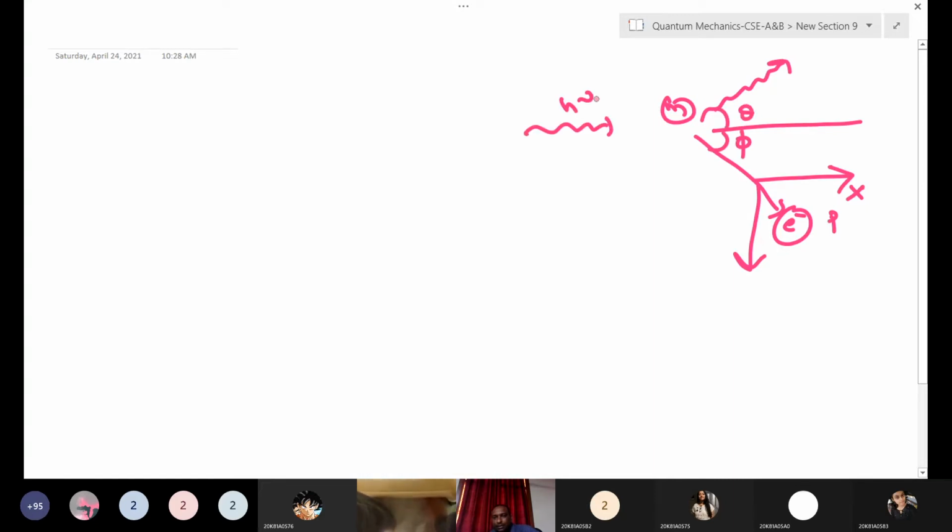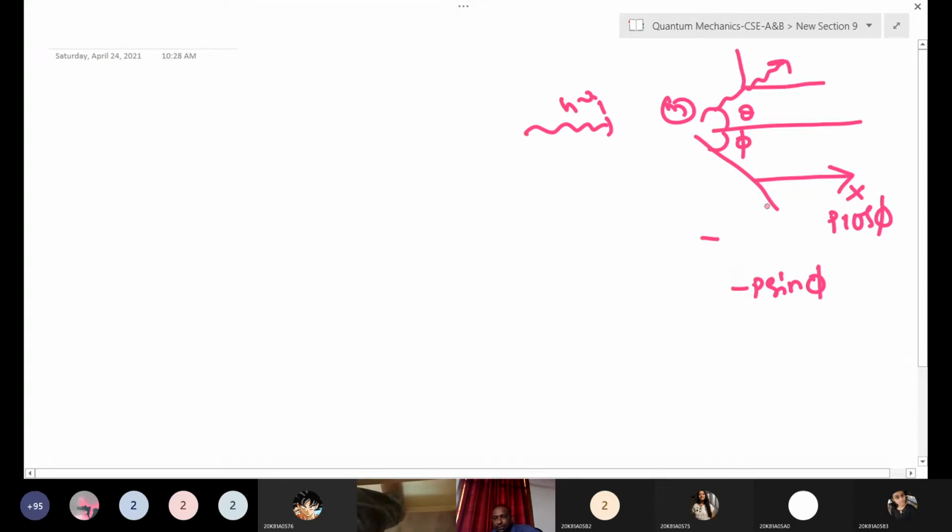This is h nu I. This is p cos phi and this is p sin phi. The angle is phi, so the X component is p cos phi and the Y component is p sin phi. Here it is the negative Y direction, right? This is the negative Y direction and this is the X direction, so you write minus here. Same thing, you divide the momentum for the photon also.